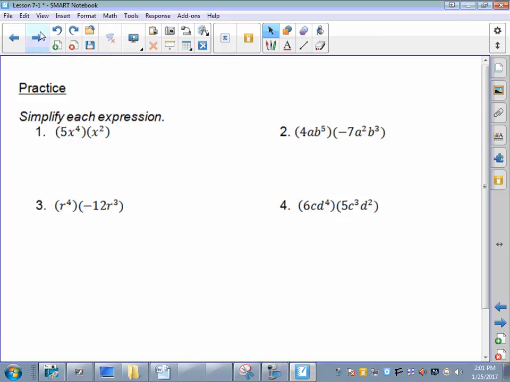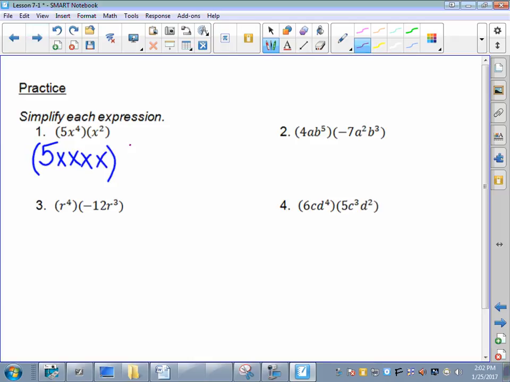All right, so let's do a couple practice problems. We don't need to do a lot because we're going to do some in class, and we've already done some in class. But let's just look at what these guys are. So number 1, we've got a 5x to the 4th times an x squared. So if you want to write it out, I've got 4 x's from the first parenthesis. I've got 2 x's from the second parenthesis. You may be able to use a shortcut and know that it's 5x to the 4th power.